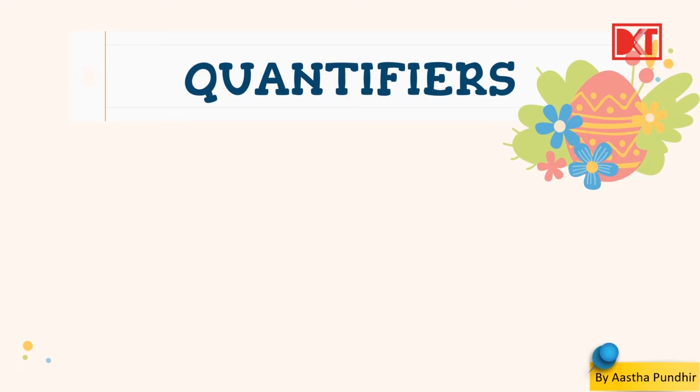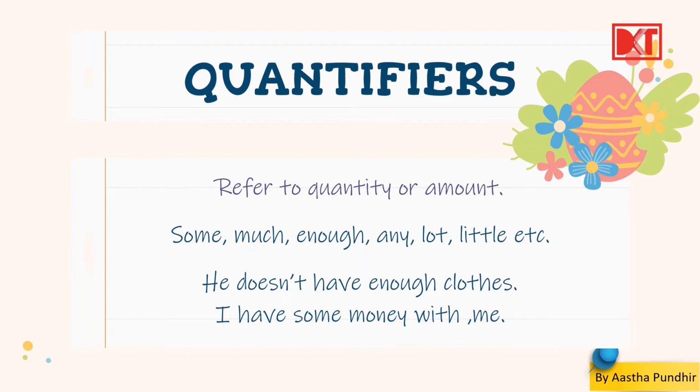Okay, now we have the next one, quantifiers. Now what do quantifiers do? They refer to a certain quantity or amount, like some, much, enough, any, lot, little, etc. So what are we doing here? Referring to any quantity or amount. And examples like he doesn't have enough clothes. Enough is changing the meaning of which noun? Clothes. And what is the meaning that we are providing? Like, he does not have enough clothes. So we are providing the meaning of quantity.